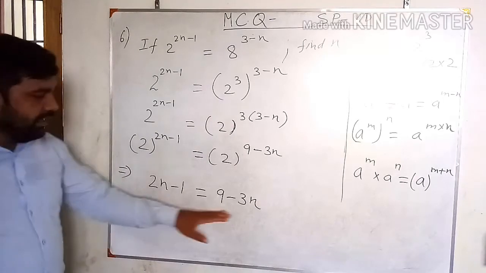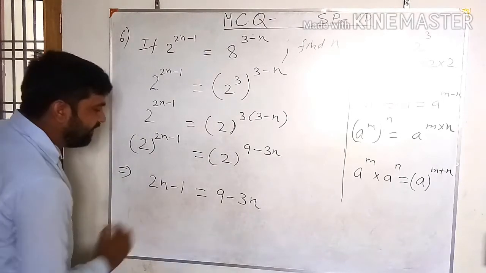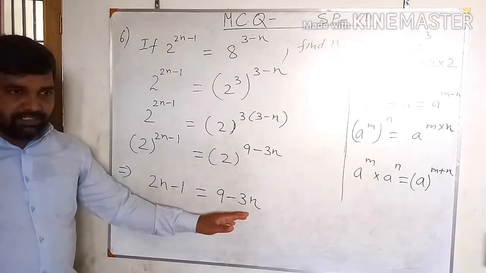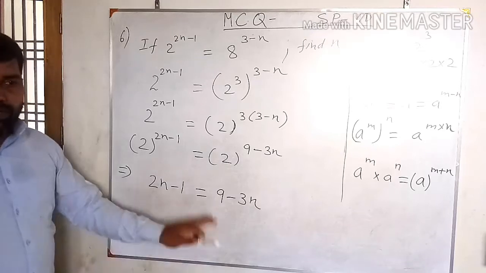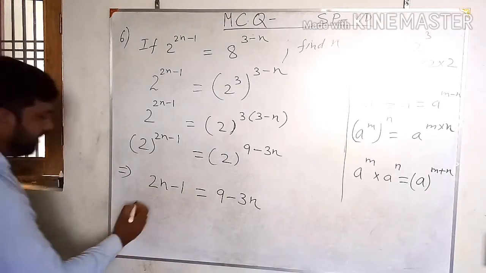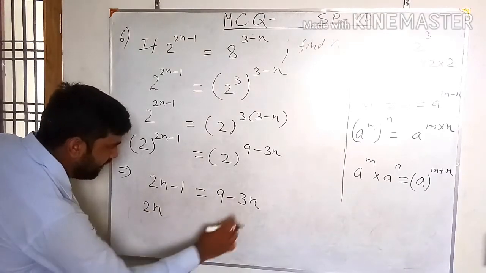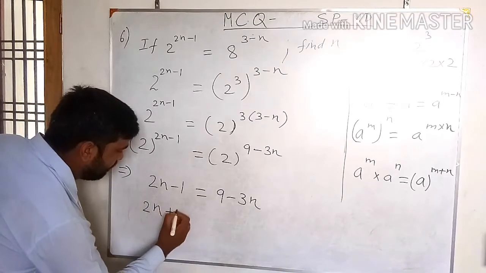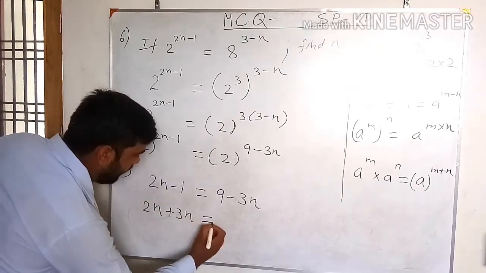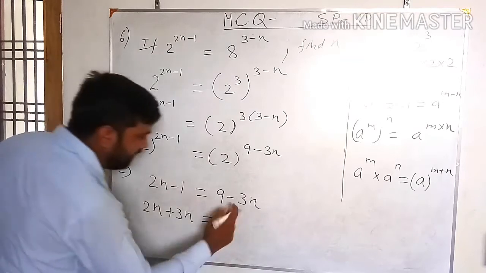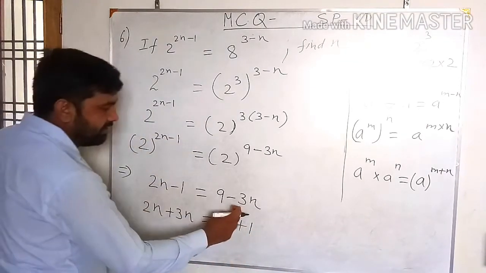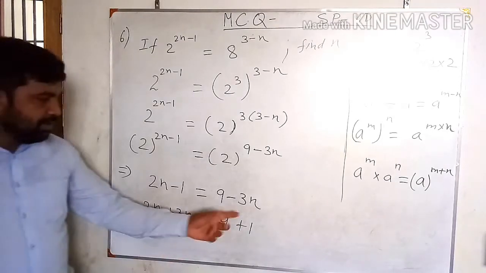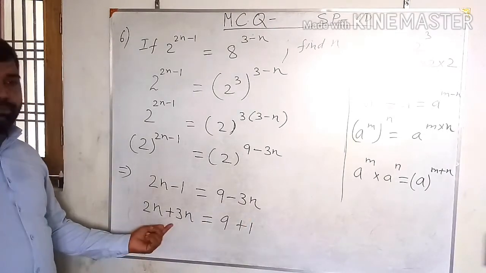So we have to find the value of n. Now bring all the n terms to the left hand side. On the right hand side there is minus 3n. If you transpose it to the left hand side, its sign will change and it will become plus 3n. And transpose this minus 1 to the right hand side; it will become plus 1, so 9 plus 1.